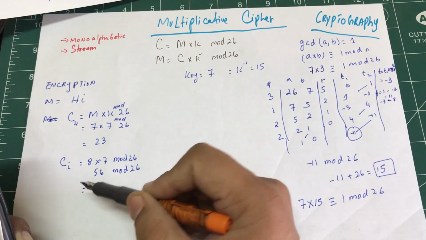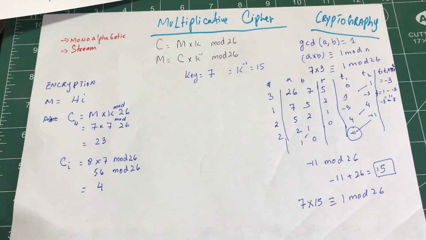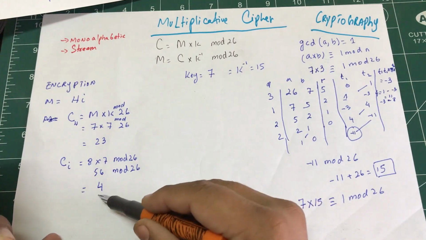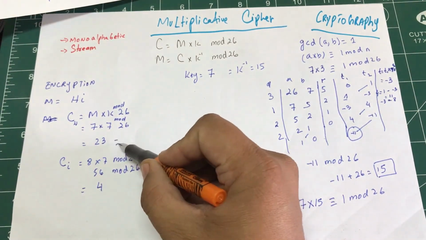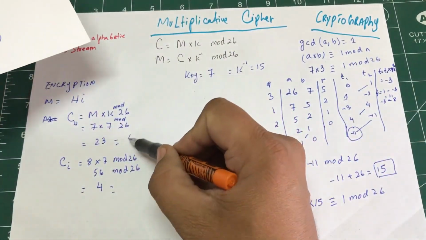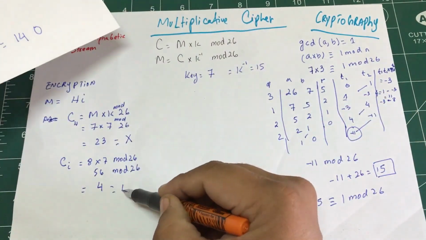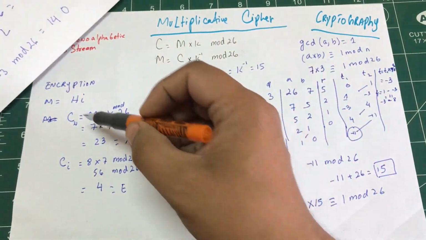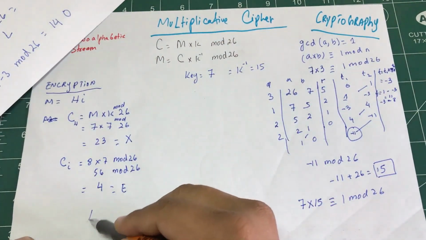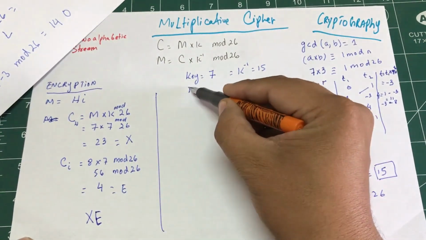So this maps to, hold on a second, let me check and see. So this maps to 4. The value is 4. So according to our code book, 23 corresponds to X and 4 corresponds to E. So HI, according to our encryption, has become XE.